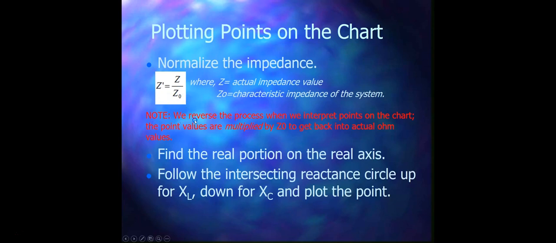Now note here, we reverse the process when we interpret points on the chart. The point values are multiplied by Z0 to get back into the actual ohm values. So we will see that in the example problem. And then the next step is to find the real portion on the real axis and follow the intersection reactance circle up for XL and down for XC, and plot the points.